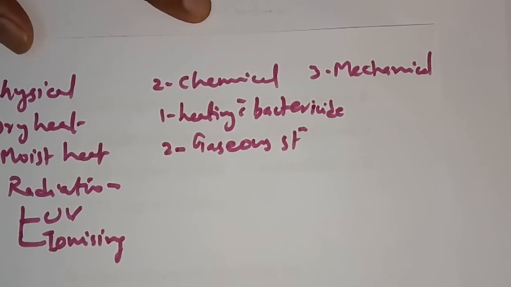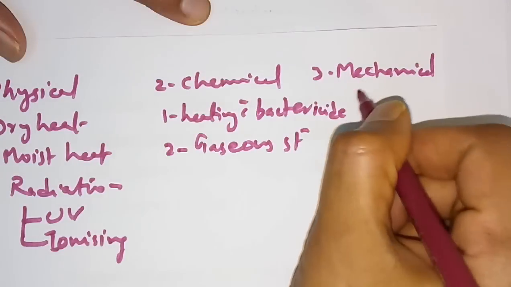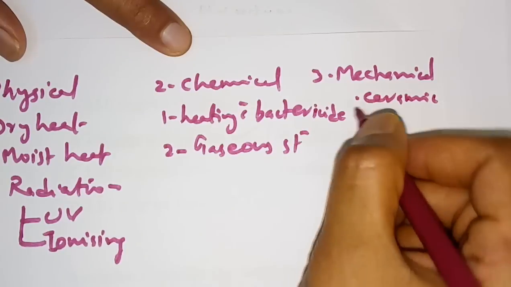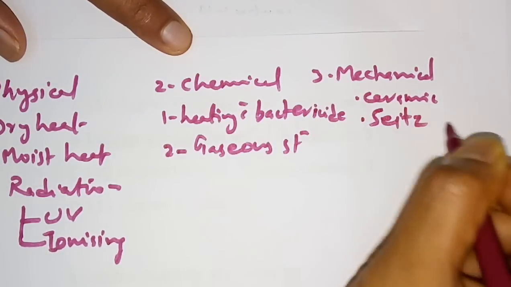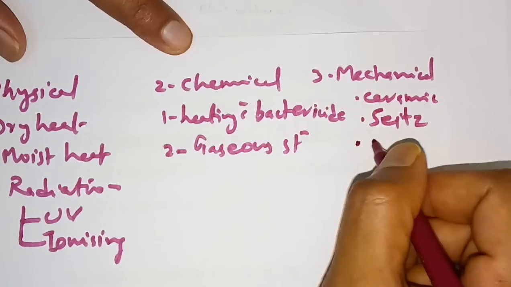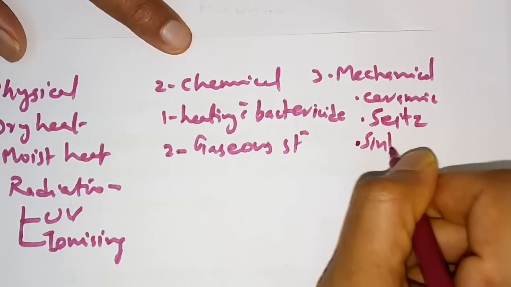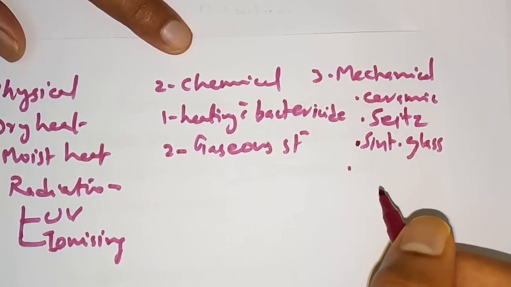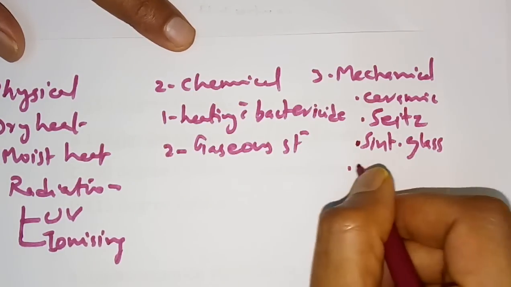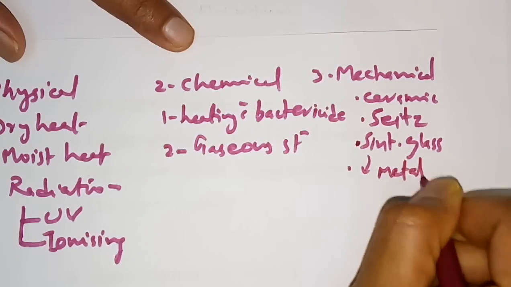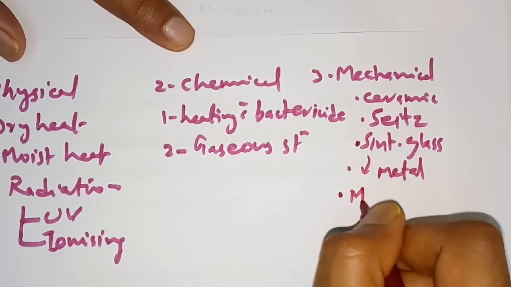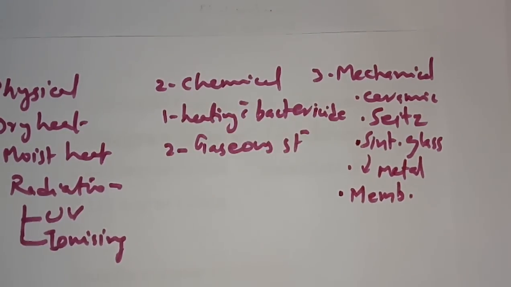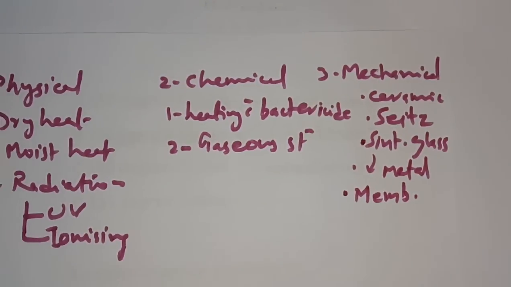Then we will move to the last one, that is mechanical method. In mechanical method, different types of filters are used: ceramic filters, then sieves filter, then sintered glass filter, then sintered metal filter, then membrane filter. These are the different classes of methods for the sterilization technique.